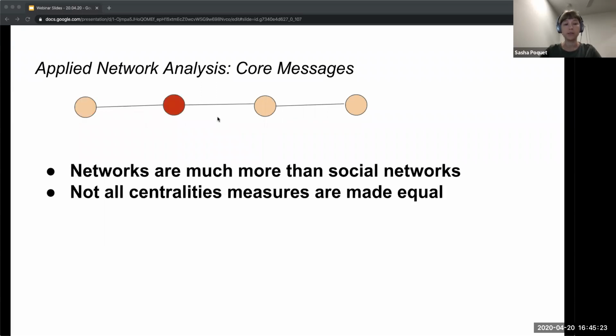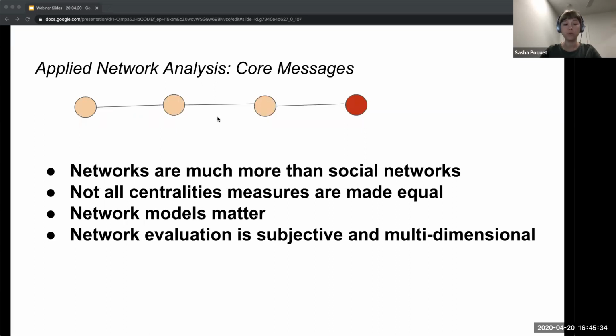The second message is not all centrality measures are made equal. The third message is network models matter. And the fourth message is network evaluation is subjective and multidimensional. And I want to say a few words about this last one, because really that's the core activity of what learning analytics wants to often inquire about learning.